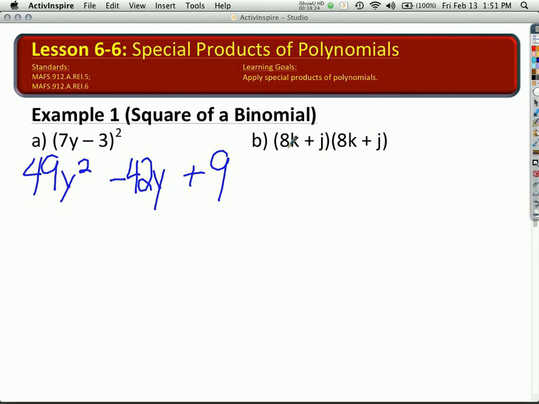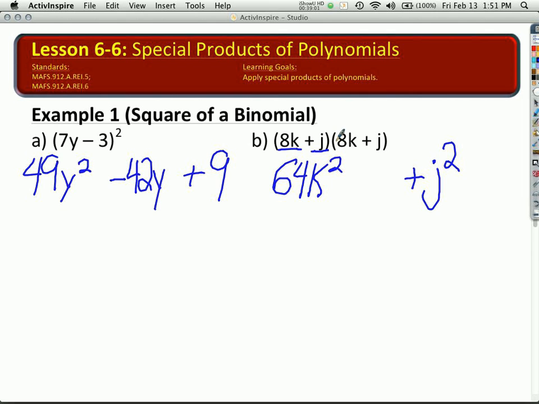Square the first term. Square the number, square the letter. 64k squared. Skip over the middle term for a minute and let's get the last. Square that. J squared. That's always going to be plus. Now, multiply these two together and then double it. So that's super easy. 8jk, double it. So what do we get?